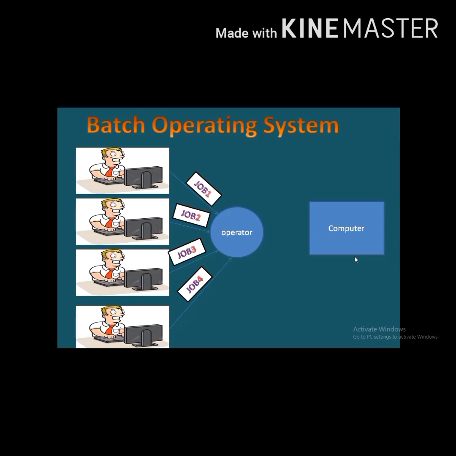The operator gives one batch to the computer, which does all the printing jobs together and returns the output to the operator. Again the operator gives all the calculations to the computer, which does all the calculations and returns them. This is the system of the batch operating system. It works like this, and in this way it is faster.